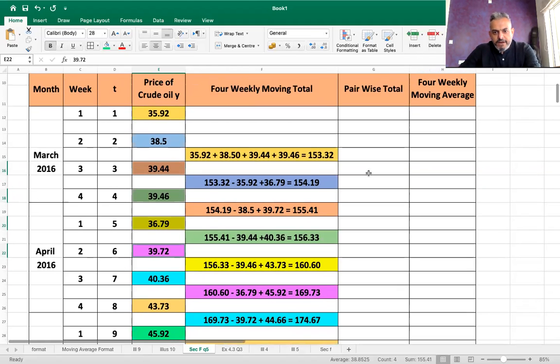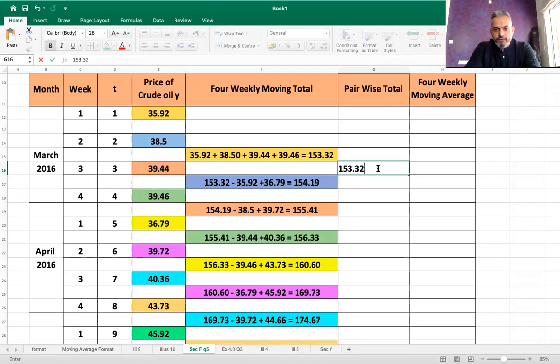Now we have to do the pairwise total. So total of these two. So here we write 153.32 plus 154.19, which is equal to 307.51.